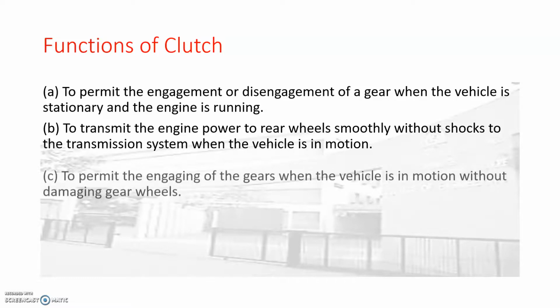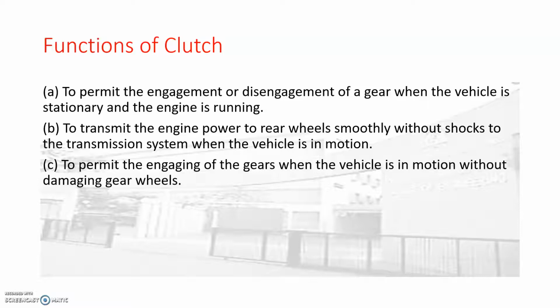Next, it permits the engaging of gears when the vehicle is in motion without damaging the gear wheels. When you shift between different gear ratios, like first to second, second to third, there are chances that while engaging, the teeth of the gears may get damaged. So without damaging the teeth, the clutch is used for permitting the gears to get engaged. That is the third function of the clutch.